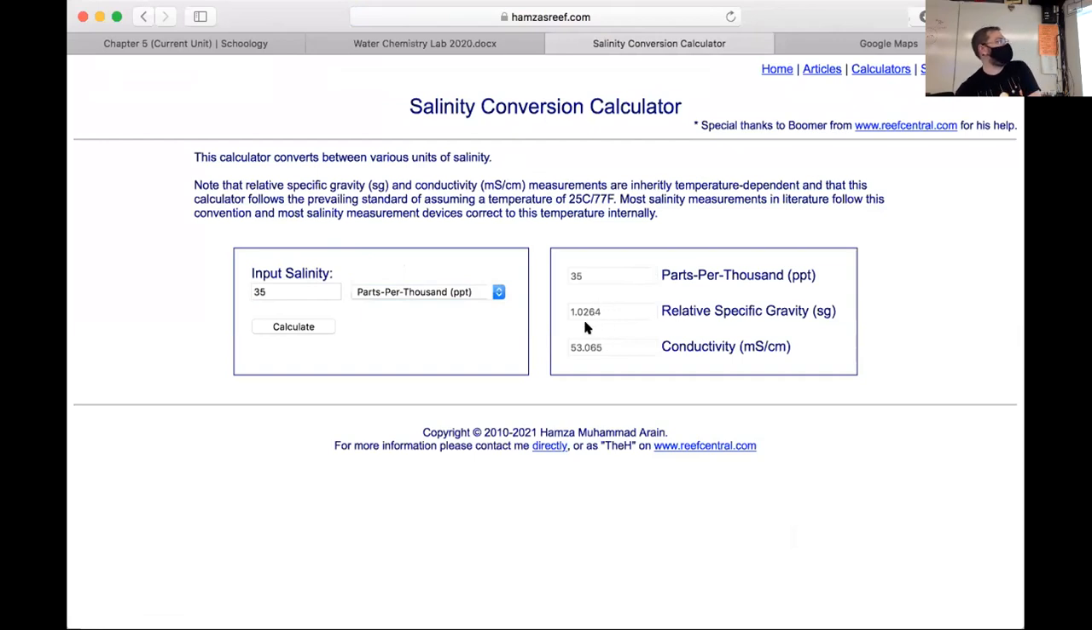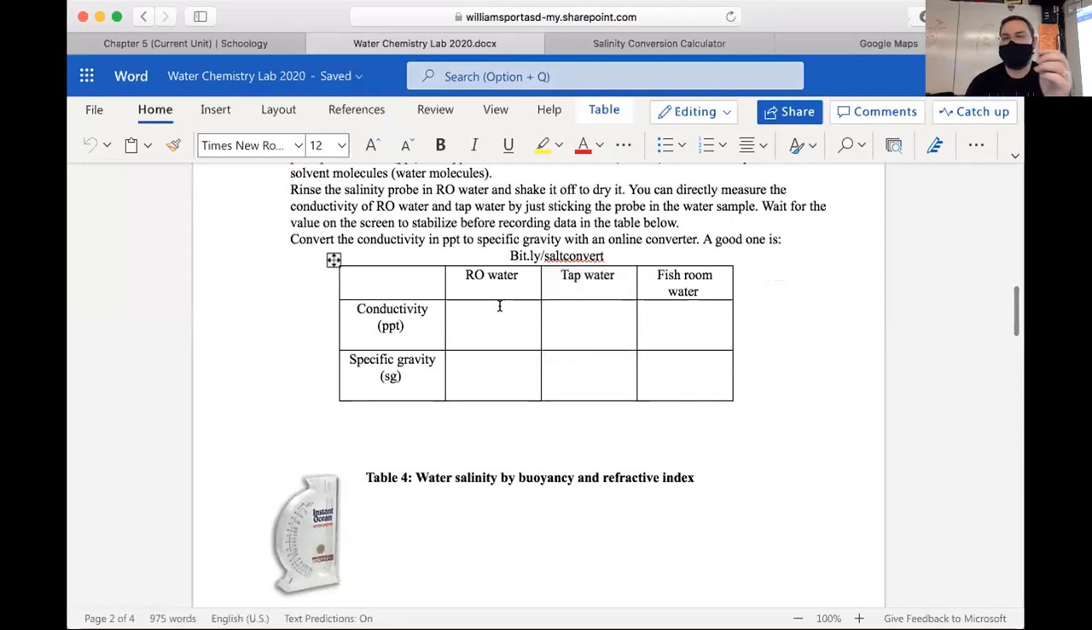So here's what specific gravity means. 1.0264 means that the water is 2.64% more dense than regular fresh water. So pure water has a specific gravity of exactly 1. If it's 1.0264, that's 2.64% more dense than fresh water is. So you measure the conductivity of RO water, tap water. The water out of our tap has some stuff in it. It won't be 0. The fish room water will have a significantly higher conductivity because that's salt water.